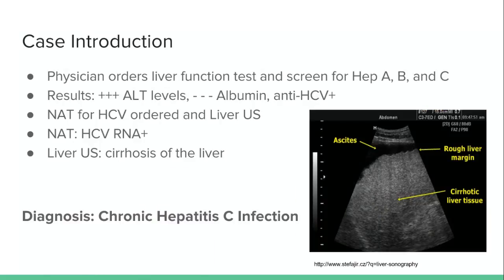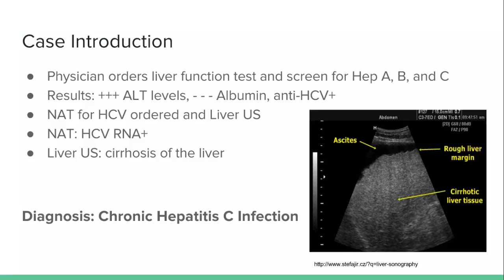These symptoms point to some issue with the liver, so a physician orders a liver function test and screens for hepatitis A, B, and C antibodies. The results come back with her alanine transferase levels increased, her albumin levels decreased, and a positive result for her anti-hepatitis C virus antibodies. He then orders a nucleic acid test for her hepatitis C virus and also orders an ultrasound of the liver.